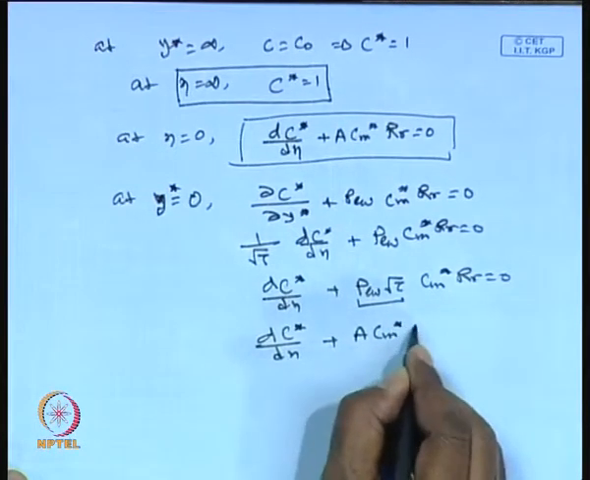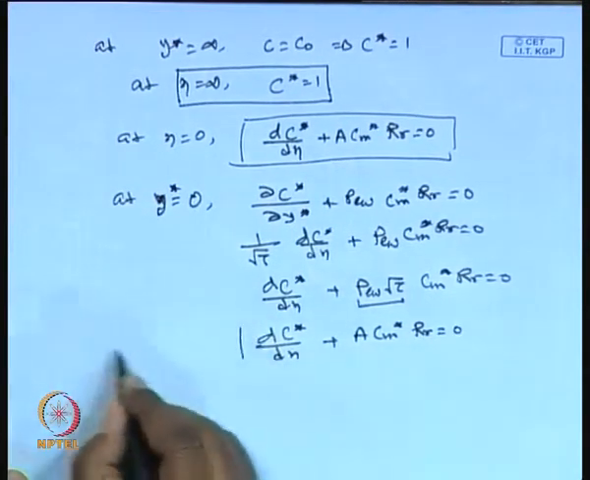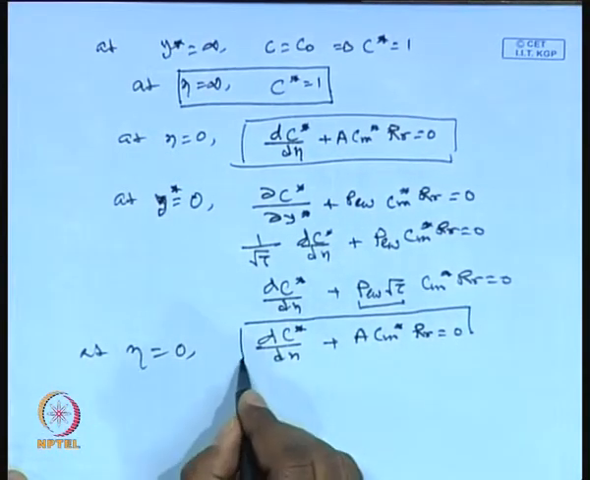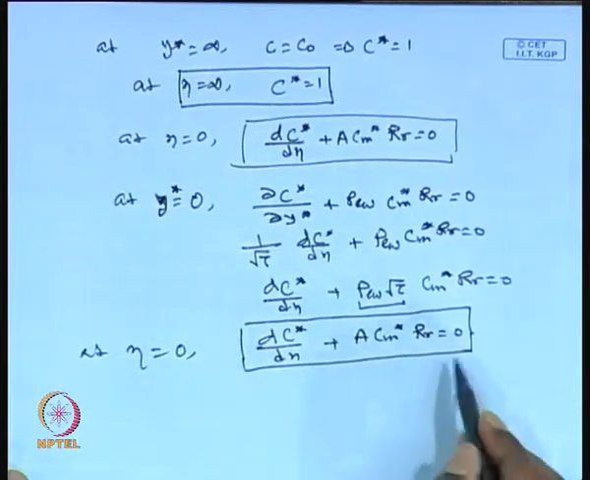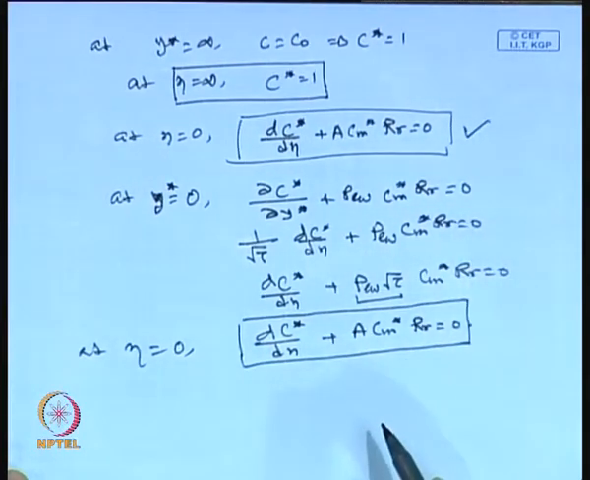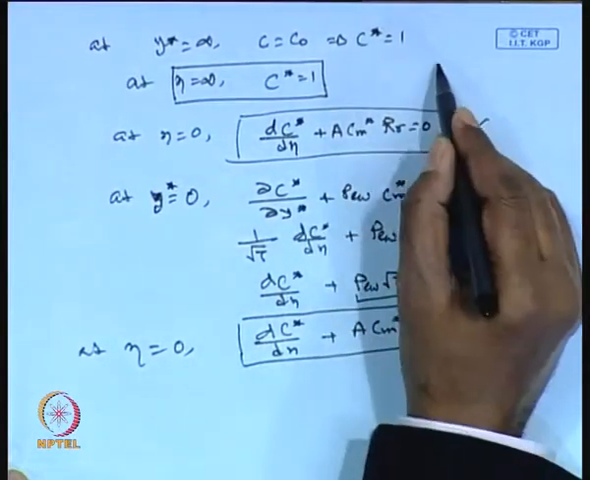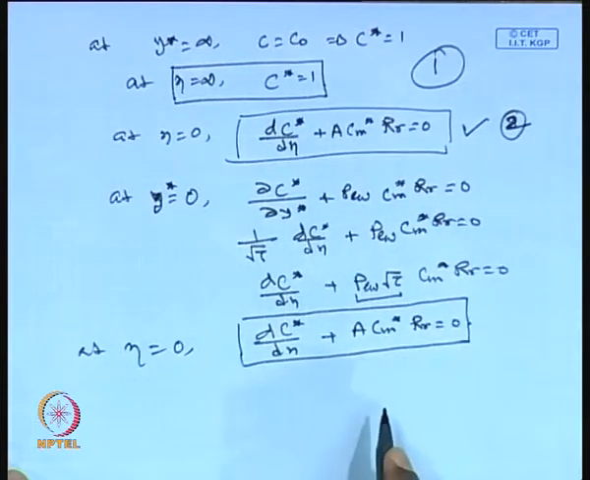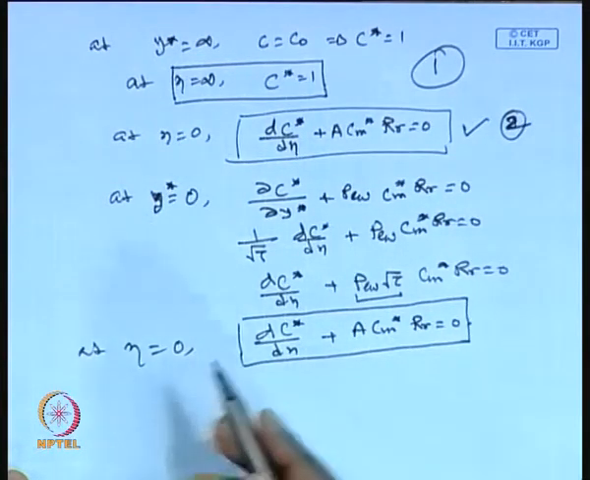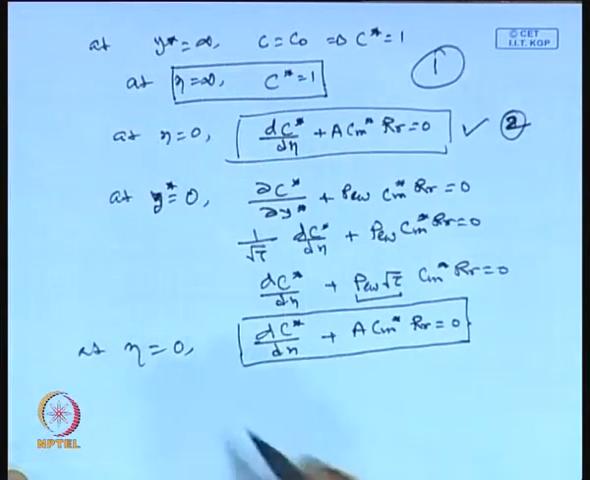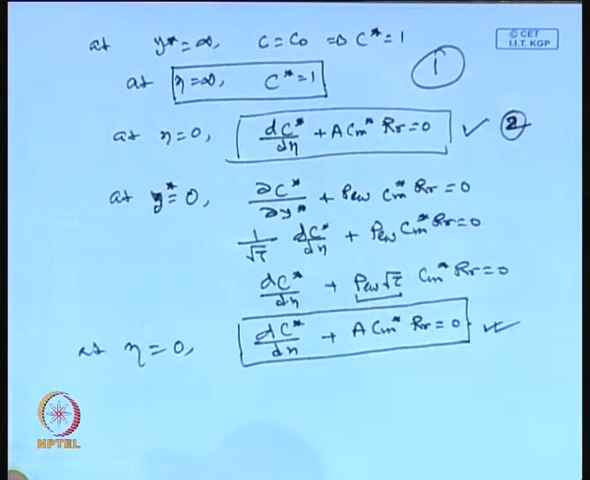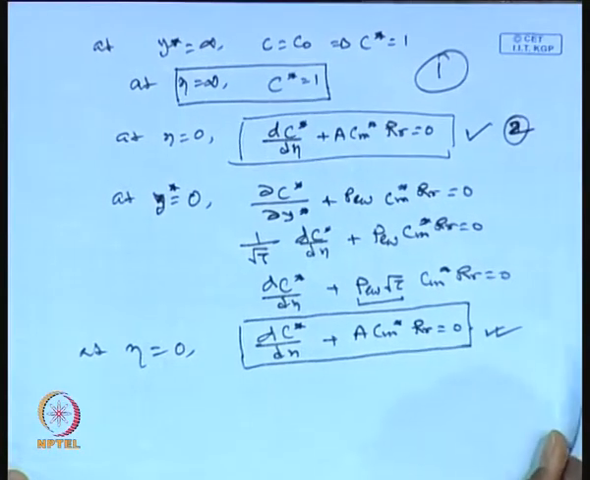So we get this expression, which is the boundary condition at eta equal to 0. Y star equal to 0 means eta equal to 0. That is how you obtain this boundary condition in terms of eta, and these two boundary conditions, number 1 and number 2, define the solution of the governing equation that we have expressed earlier in terms of eta. So this gives the derivation of the boundary condition at eta equal to 0. Now you will be in a position to get the solution of the concentration profile.